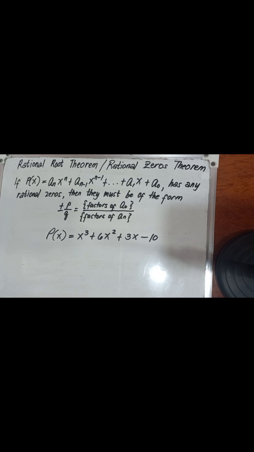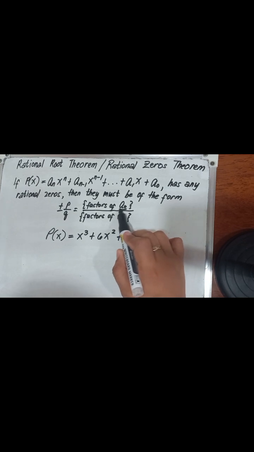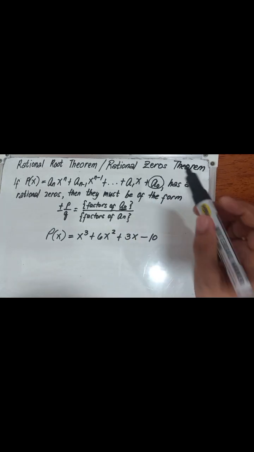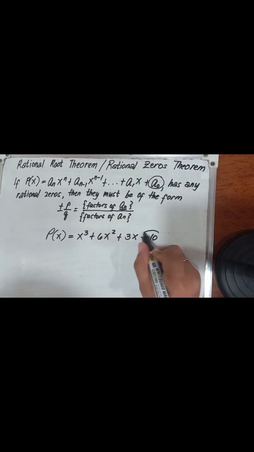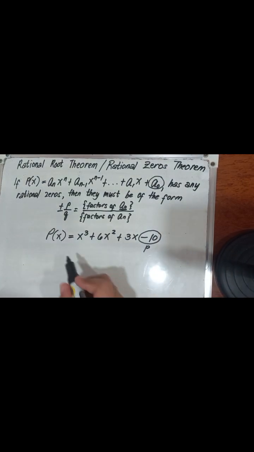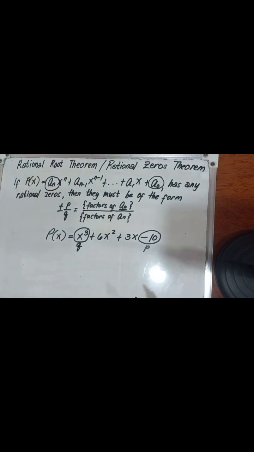Now, let us have this example again. P of x is equal to x cubed plus 6x squared plus 3x minus 10. How will you identify the factors, or the values of p and q? Take note, p comes from the factors of a sub 0, which is your constant. So in the given polynomial expression, negative 10 here is our p. And then the coefficient of our first term is our q. That is our a sub n.